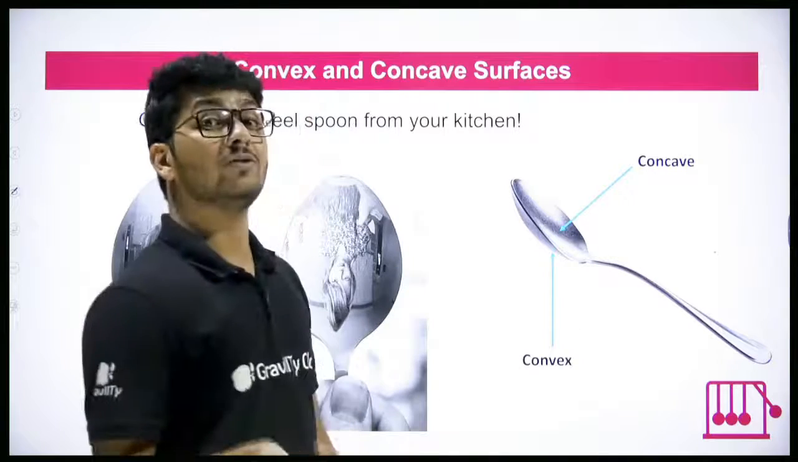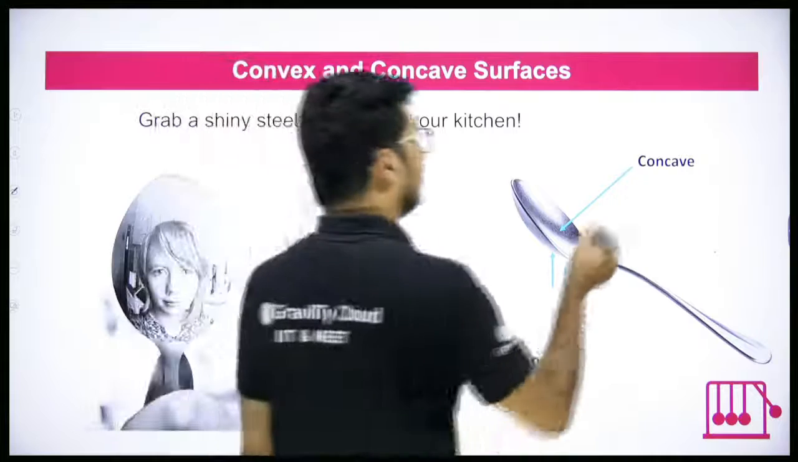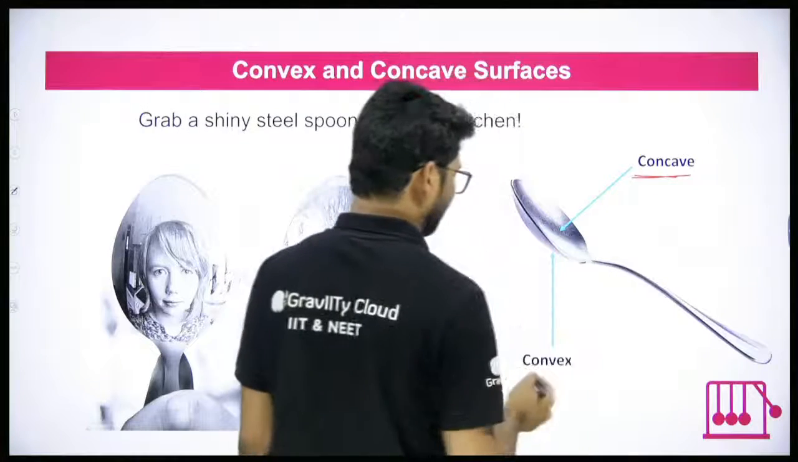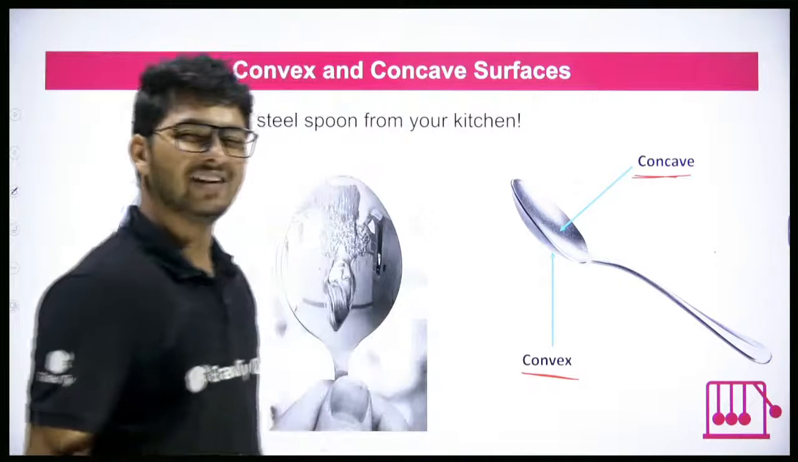Now we give them two different names. One we call concave and the other we call convex. Sir, why are we giving it two different names?